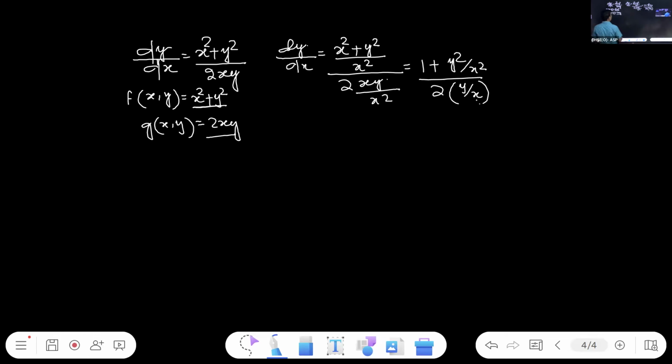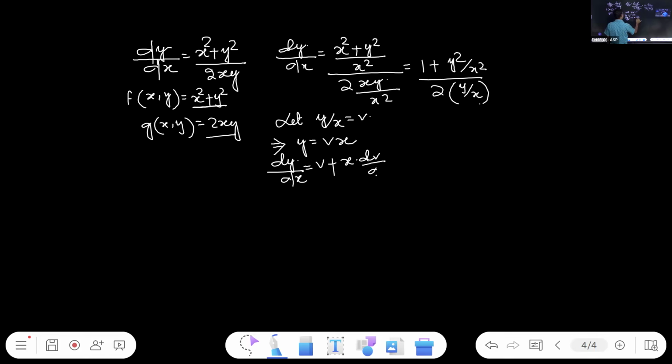Now substitute, let y upon x is equal to b. This implies y is equal to b into x. On differentiating both sides by x, dy upon dx equals b plus x db upon dx.